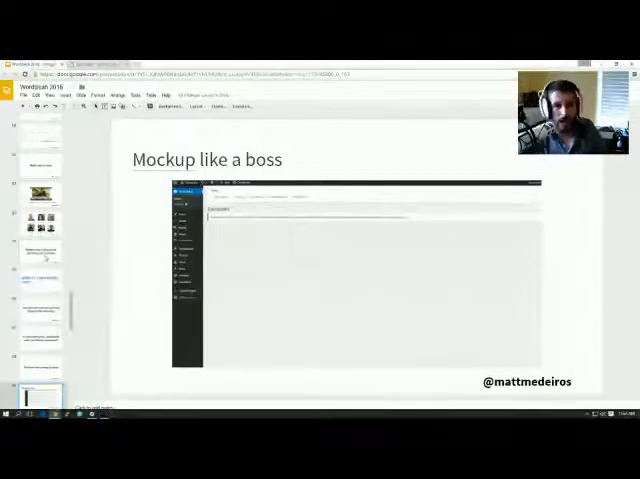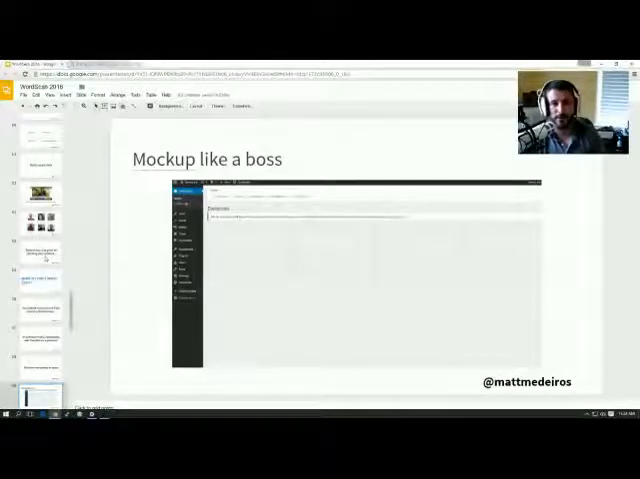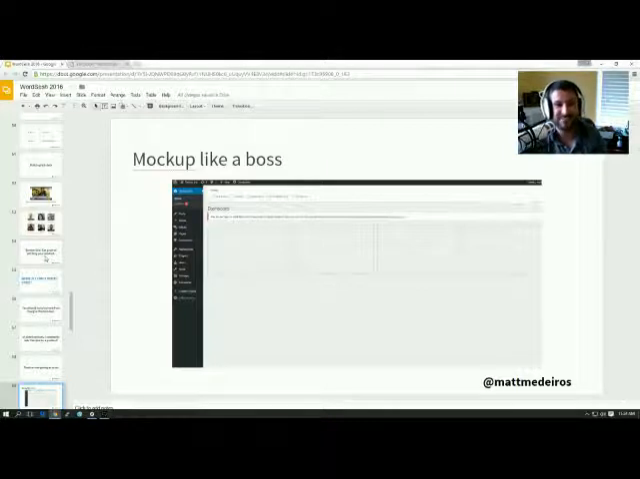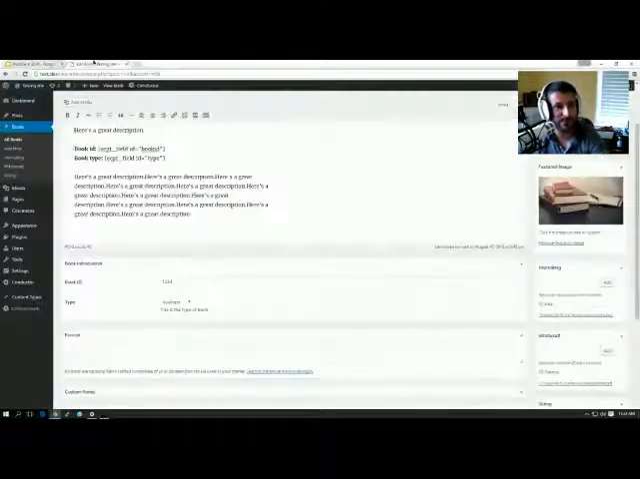Mock up like a boss. I do this. I mean, there's a million different ways. Remember, I am not proficient at Photoshop. Here's what I do, right? This is the way I do things, and I'll even show you. So I'm going to show you in my testing site here.